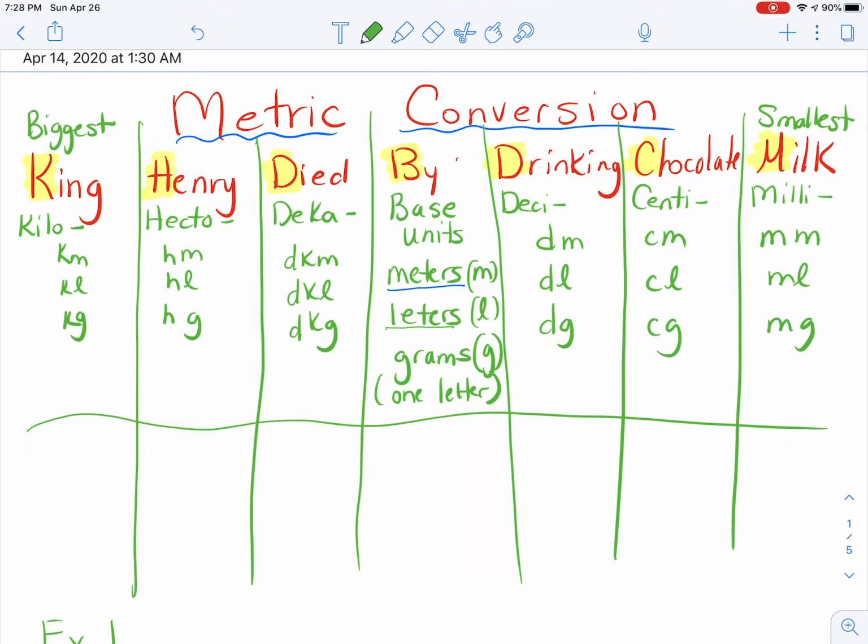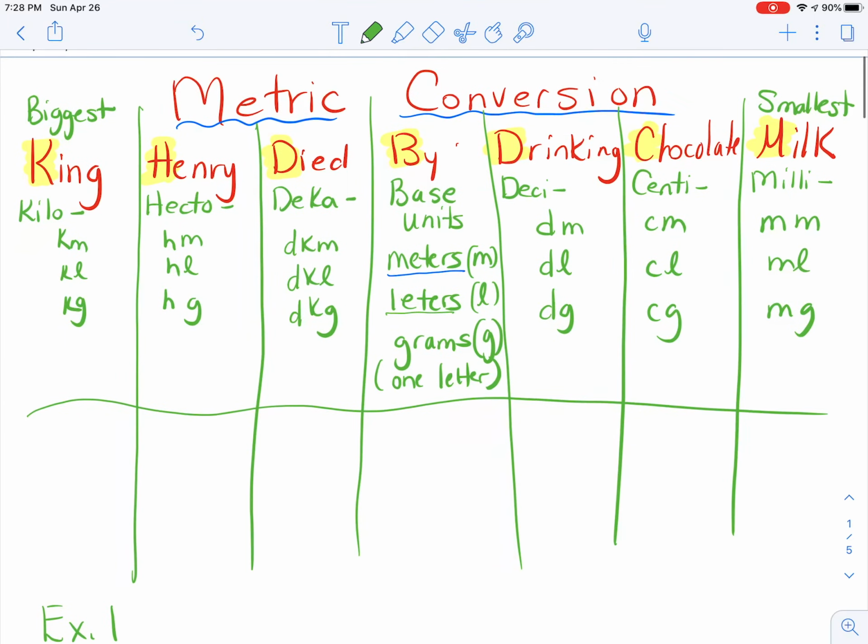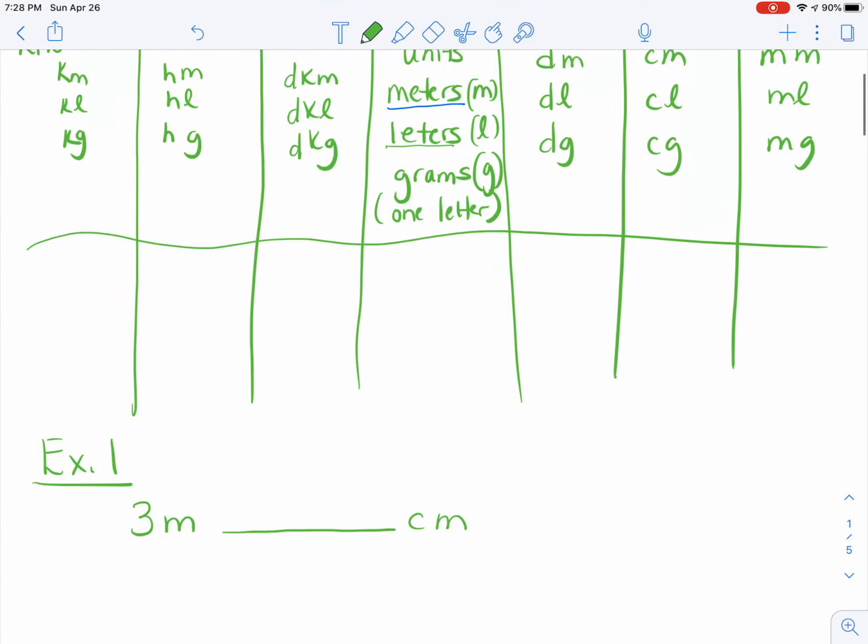Once again, King Henry died by drinking chocolate milk. The K is kilo, H, hecto, D, deca. The B represents the base units. The drinking is deci, chocolate, centi, milk represents milli. And as I work through some of these problems, I'm going to show you a shortened version that you can do. But having that memorized helps you to be able to convert metric units.